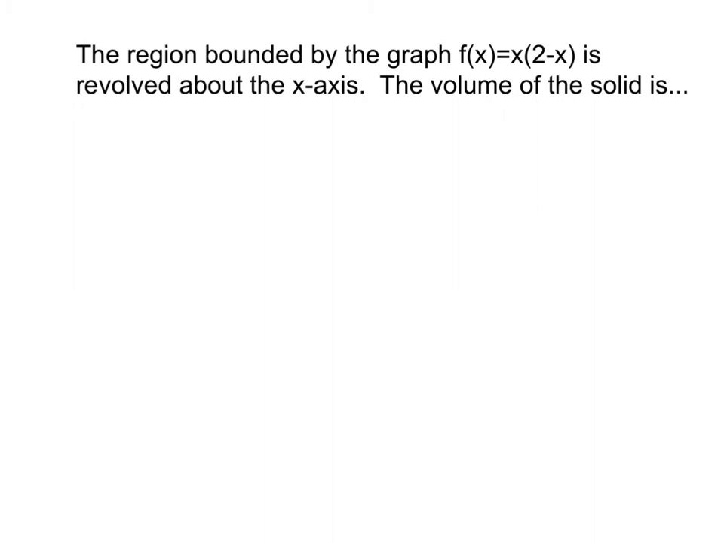Number 7. The region bounded by the graph of f of x equals x times (2 minus x) is revolved about the x-axis. Find the volume of the solid. Okay, look at that. It's already factored for us. You can tell it's an upside down parabola with intercepts at 0 and at 2. So there's the region we're looking at, and we're going to rotate that around the x-axis.